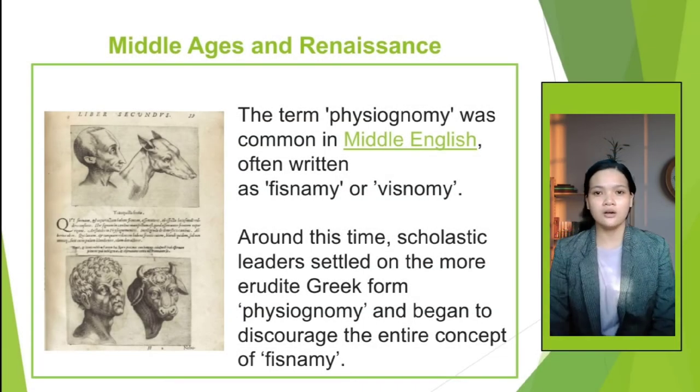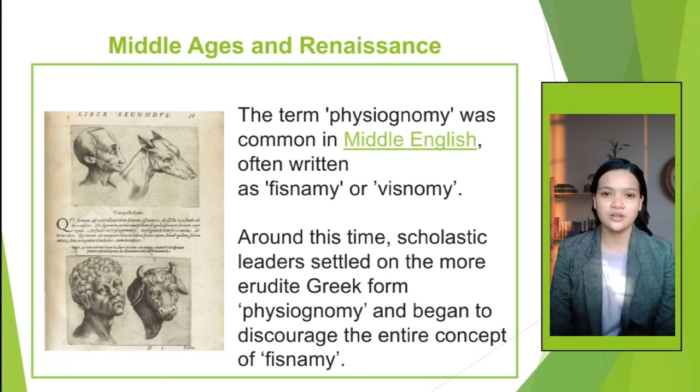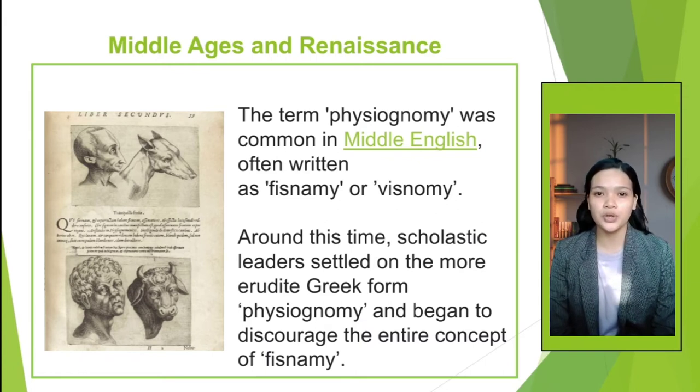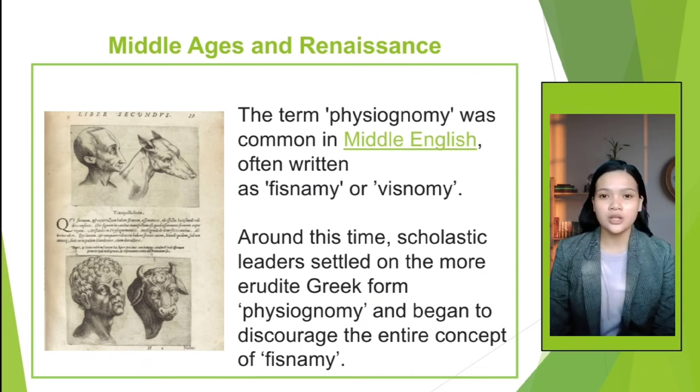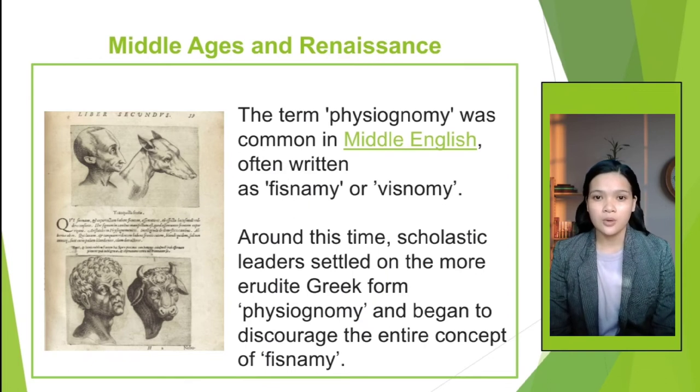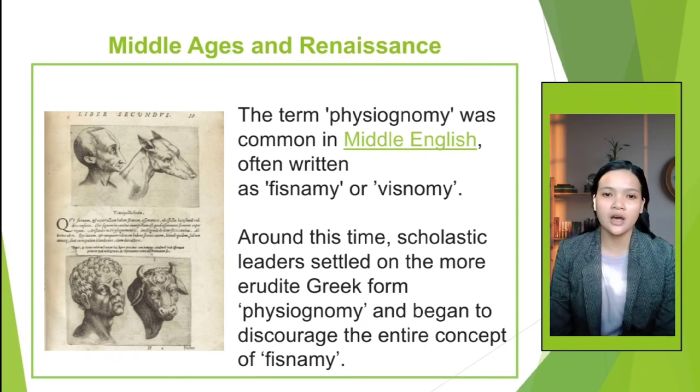Dito naman sa middle and Renaissance period, the term physiognomy was common in Middle English, often written as physnomy or visnomy. Around this time, scholastic leaders settled on a more erudite Greek form, physiognomy, and began to discourage the entire concept of physnomy. Dito sa period nito, Leonardo da Vinci in the 16th century dismissed physiognomy as false because kiniklaim niya na there is no scientific foundation.